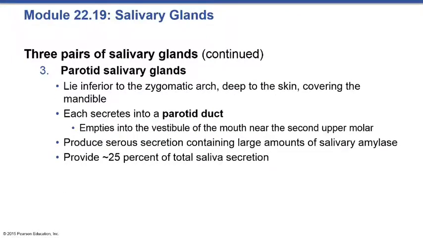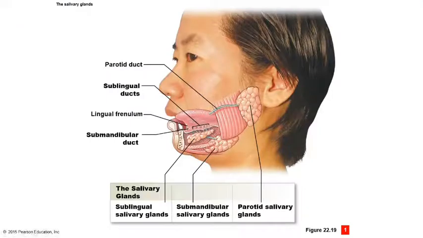Finally, the parotid glands, these are the largest of the glands. They're basically deep to the skin and covering the mandible. There is a parotid duct. These are also releasing large amounts of the amylase and provide about the last fourth of the saliva. So looking at them anatomically: submandibular, sublingual, parotid gland. And then you can see the ducts that drain into the oral cavity.